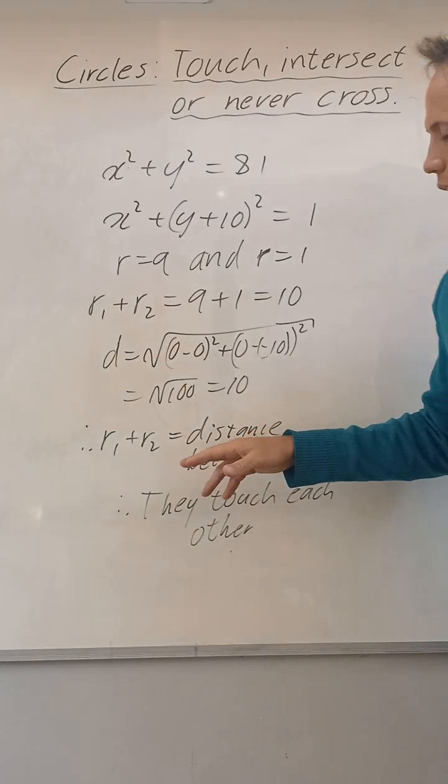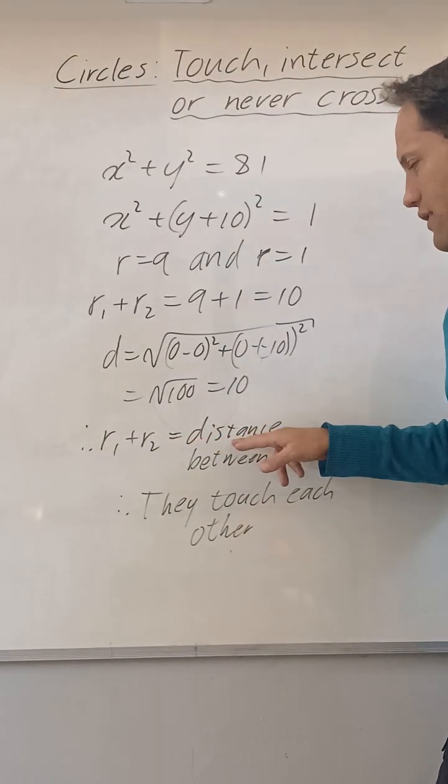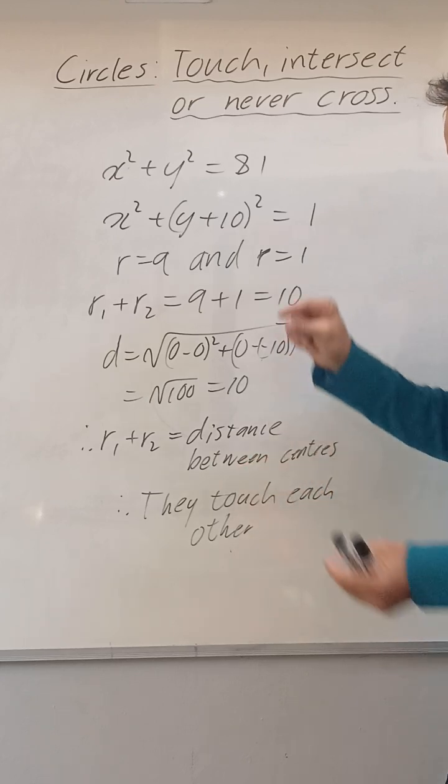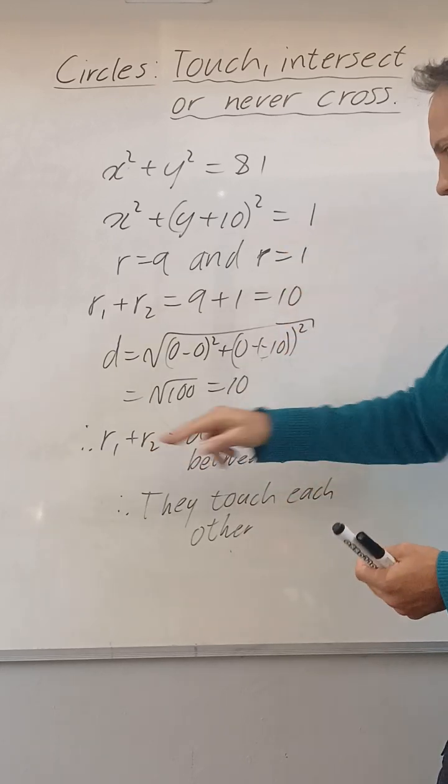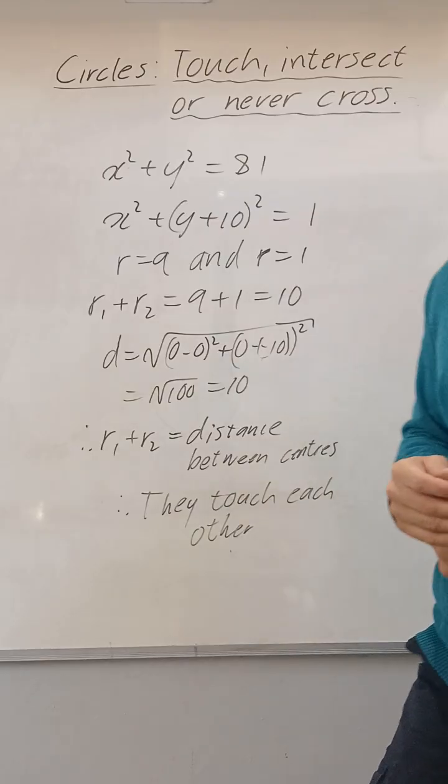So whenever you add the two radii of the circles, and it's equal to the distance between the centers, the distance between the centers is the same as the radius of the one plus the radius of the other one, then it means they just touch each other.